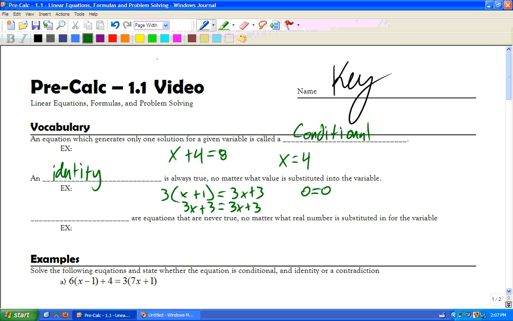So the way we write this is the set of all x's such that x is in the real numbers. All that means is every real number would work for a solution of x.